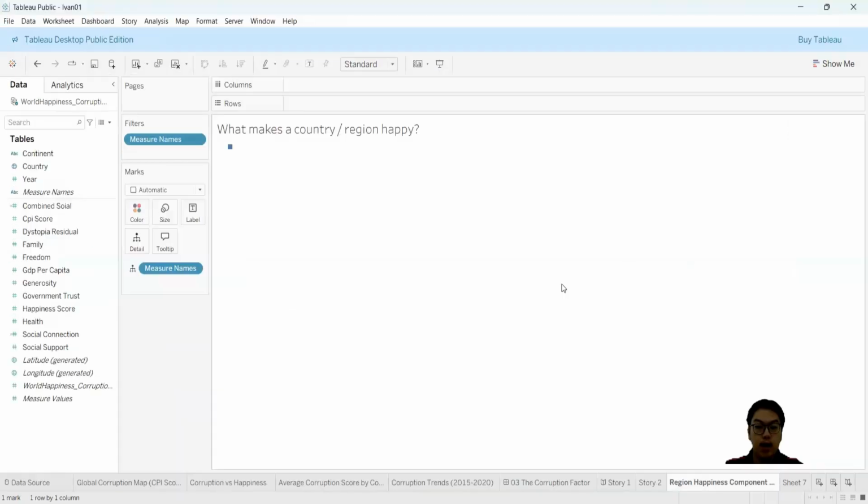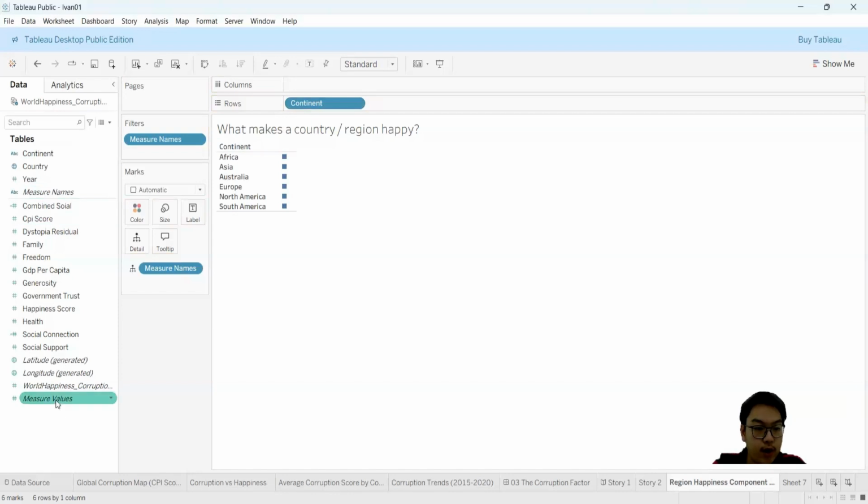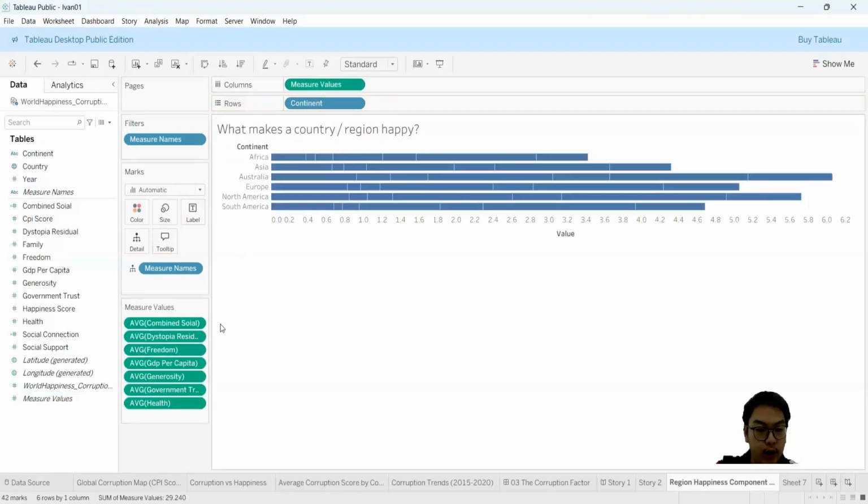Thank you. Hi, I'm Gong Wei. Now I'm going to talk about the regional happiness component ranking, which is what makes a country or region happy. We drag the continent to the rows, and then drag the measure values to the columns. Note that we need to use average instead of sum to avoid the effect of the number of countries in the region.